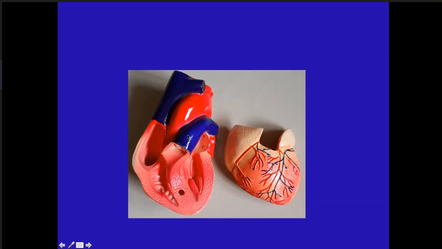Although we draw diagrams like RA on top of RV, LA on top of LV, and RA and LA side by side, it's not like that. It's a very, very complex anatomy, and that whole set of chambers is twisted around each other. And this is the anterior wall, on the epicardium, where all the coronary arteries are running.